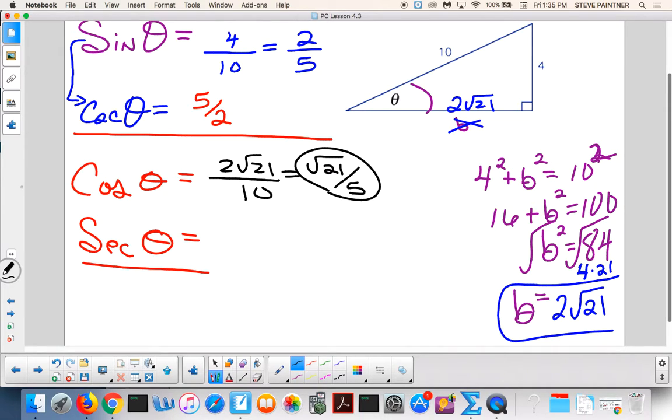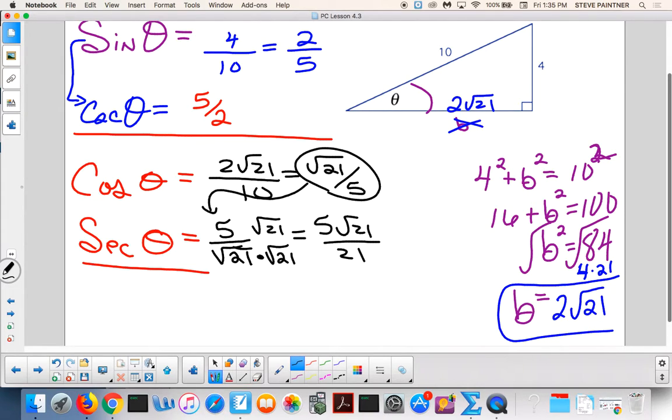Good? Secant? Molly, what'd you put? You don't know? What should you do though, guys? Flip it. Just flip it. Take this and flip it. It'd be 5 over square root of 21. But you don't want to leave radicals on the bottom, so you rationalize, which means make the number on the bottom a whole number. Just multiply by itself and get what? 5 square root of 21 over 21. Is this reducible? No.